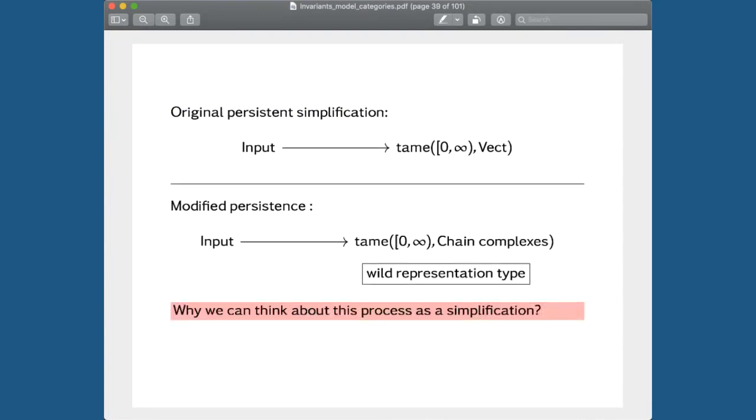So why can we think about this process of converting things into tame parametrized chain complexes as a simplification? To explain that, we are going to use the language of model categories. The message I would like to convey is that simplification can occasionally be achieved not by decompositions or representation type, but also using model categories.